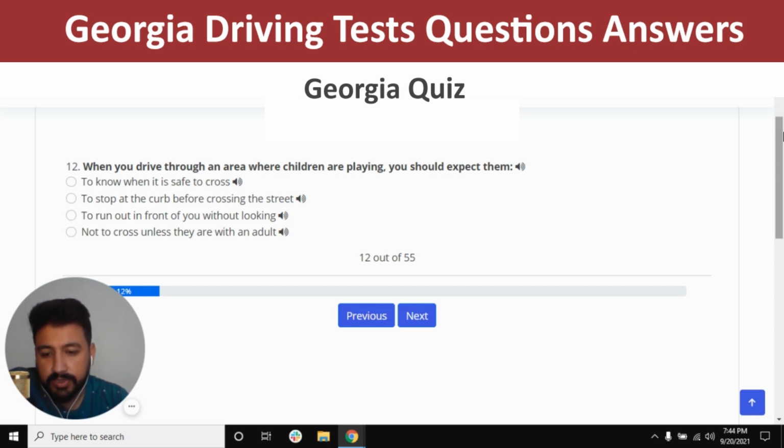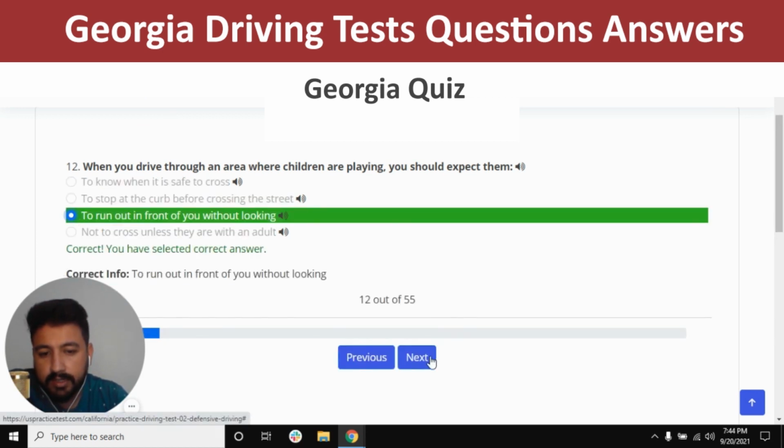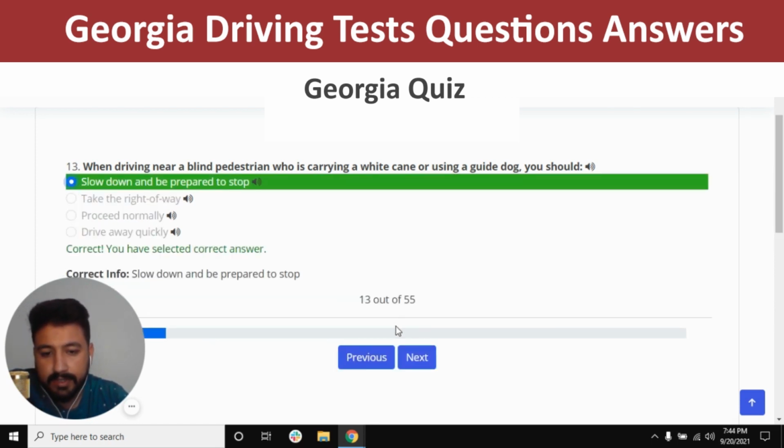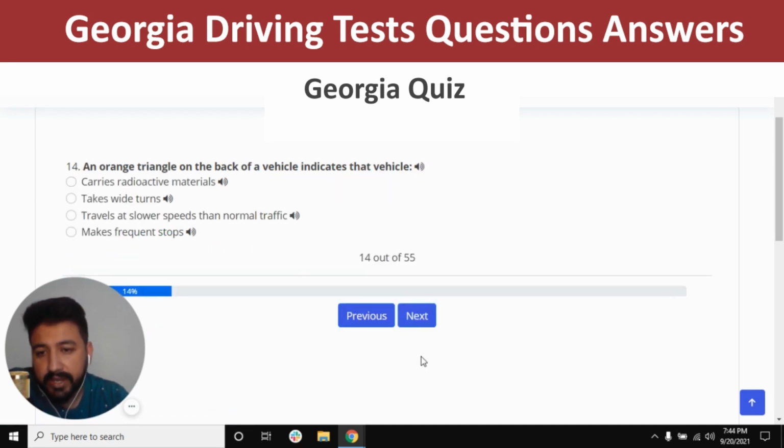The right answer of this question is, to run out in front of you without looking. So I'm going to click on the third option. Correct. And next. When driving near a blind pedestrian who is carrying a white cane or using a guide dog, you should, the right answer is, slow down and be prepared to stop. So first option and next. An orange triangle on the back of a vehicle indicates that vehicle, the right answer is, travels at slower speed than normal traffic. So third option should be the right one.